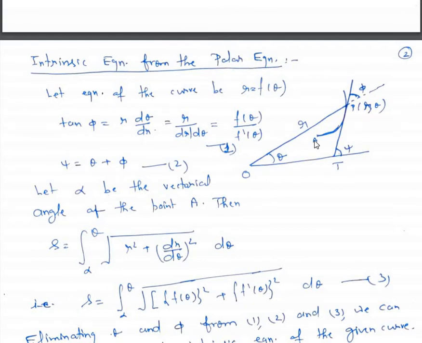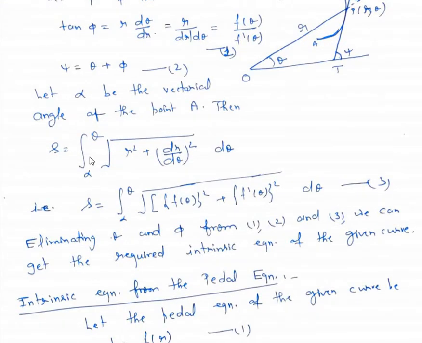Suppose that alpha is the vectorial angle of this point A, then s is given by the integral from alpha to theta of under root of r square plus (dr upon d theta) whole square d theta. Now r square is (f theta) whole square, (dr upon d theta) whole square is (f dash theta) whole square, then d theta. Now eliminating theta and phi from equations 1, 2 and 3, we'll get the relation between s and psi, which is the required intrinsic equation of the given curve.